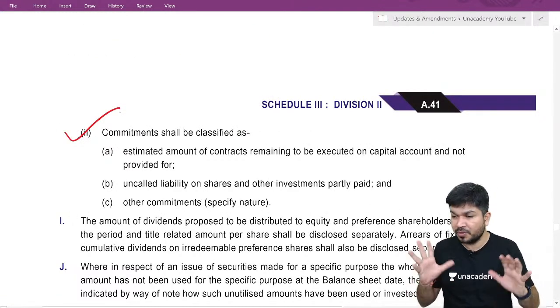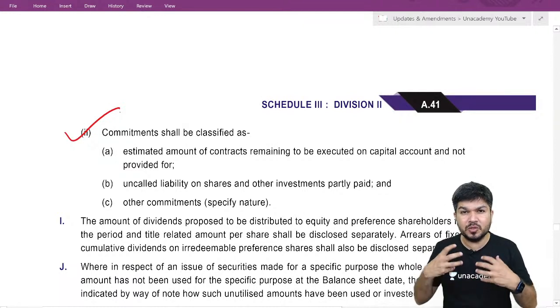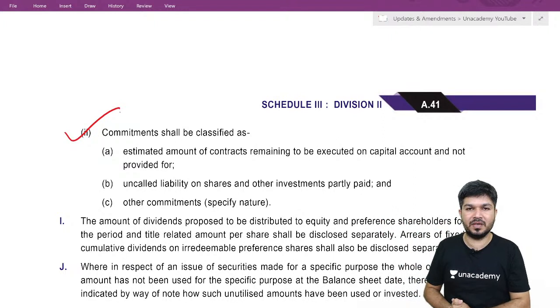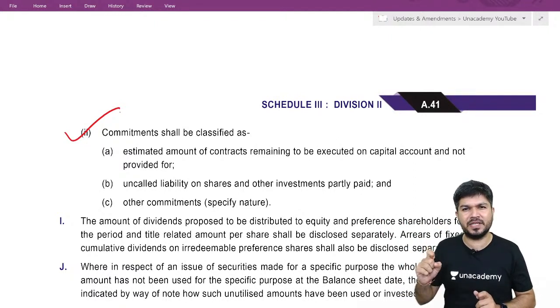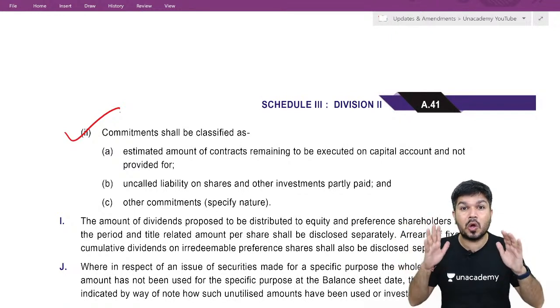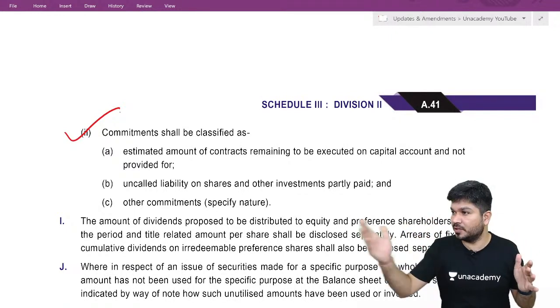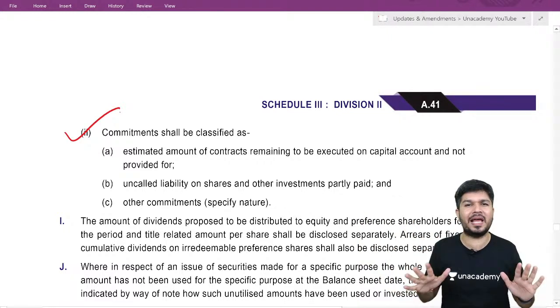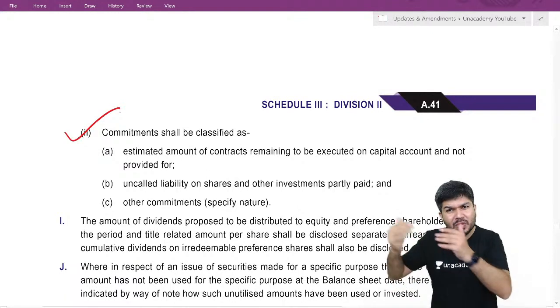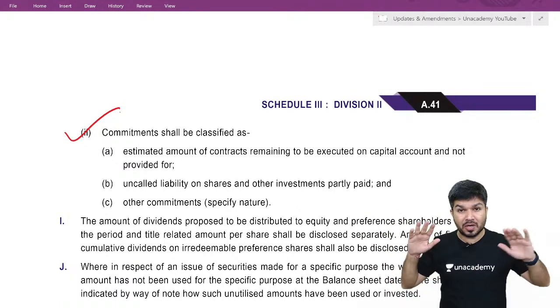See, an example of a commitment is: I've entered into a contract to purchase a fixed asset from someone in the future. As of today, the fixed asset is not yet purchased, so it's not a liability today. They've not given the fixed asset. Is it like it may come, may not come in future? It will come in future. It's not a liability today.